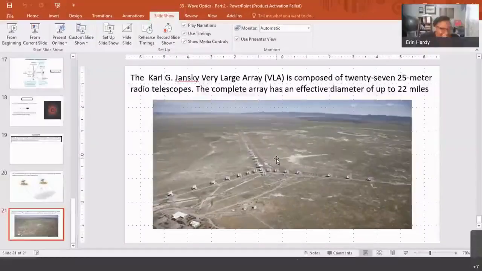So you've got a bunch of modestly sized radio telescopes that can be either stretched out or pulled inward. They're all on railroad tracks, essentially. And at the largest separation, when you add all the light together from these individual radio telescopes, you end up with something that has the resolution that would match a single 22-mile diameter radio telescope.